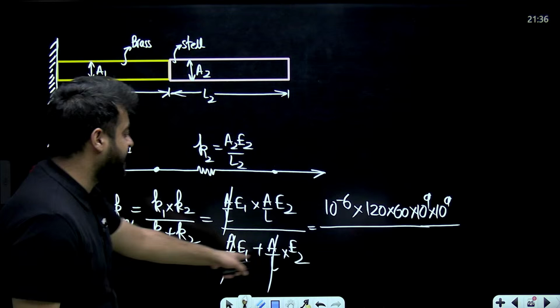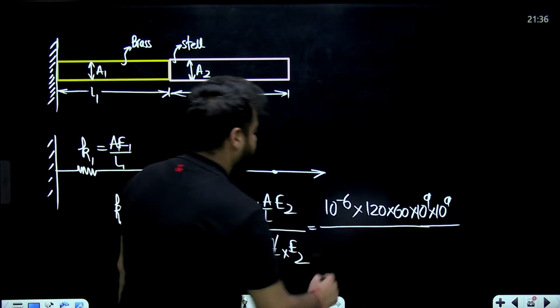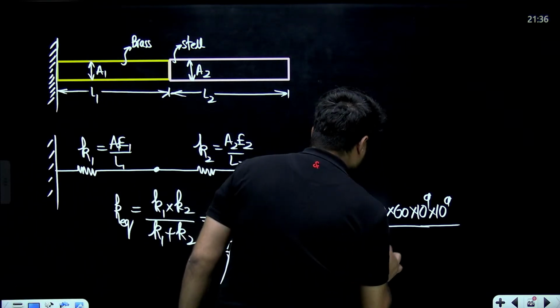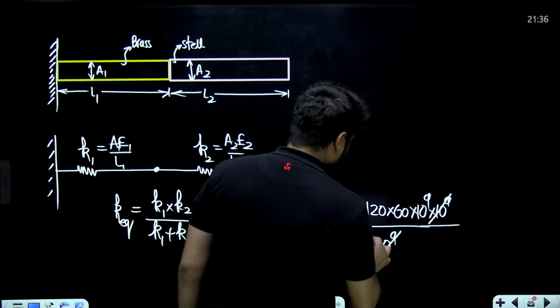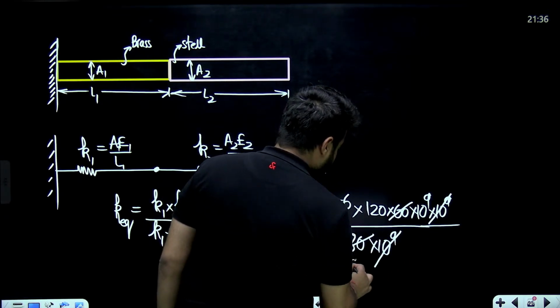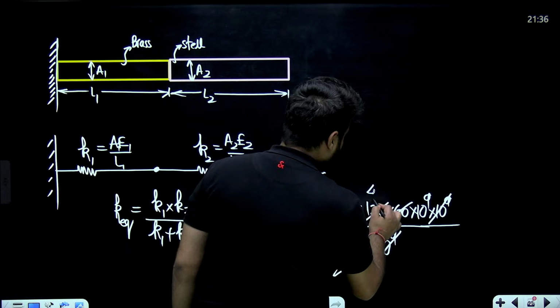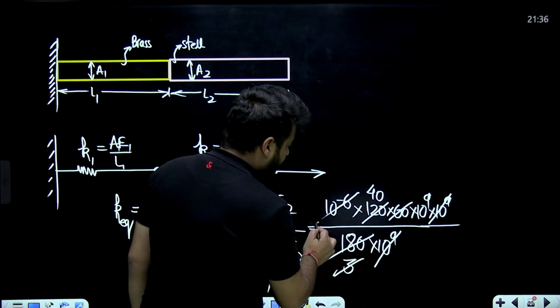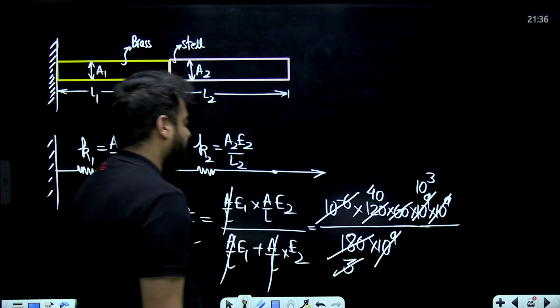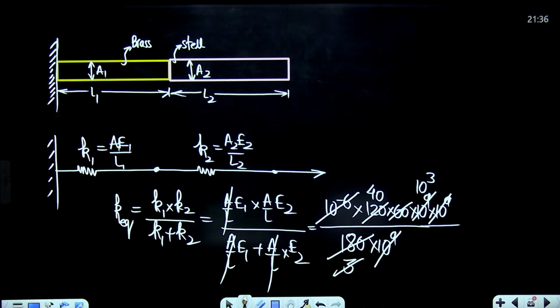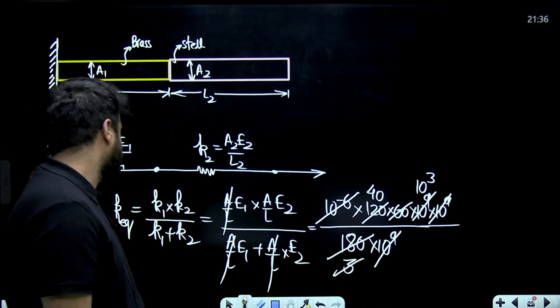And below is E1 and E2. So 120 plus 60 is 180 into 10 power 9. So 10 power 9, 10 power 9 is gone. 180 with 60 is gone. This is 3. 3 with this gone is 40. 10 power minus 6 with 10 power gone, so it's 10 power 3. So 10 power 3 into 40, that is the K equivalent you will get.